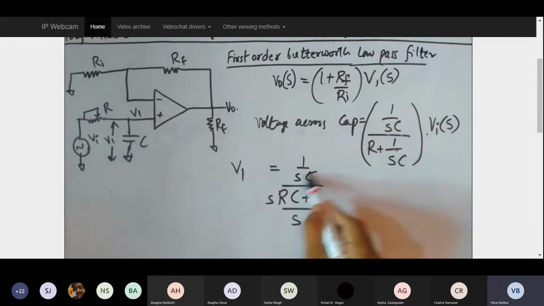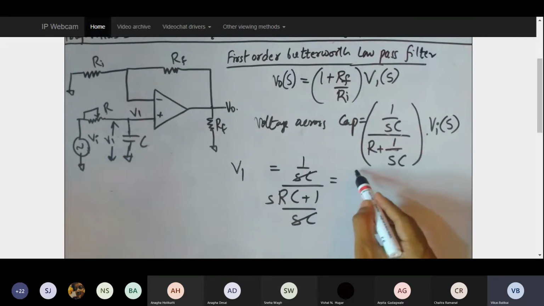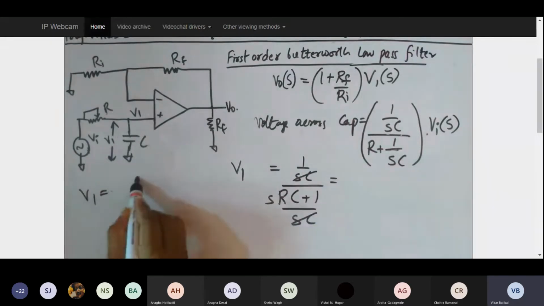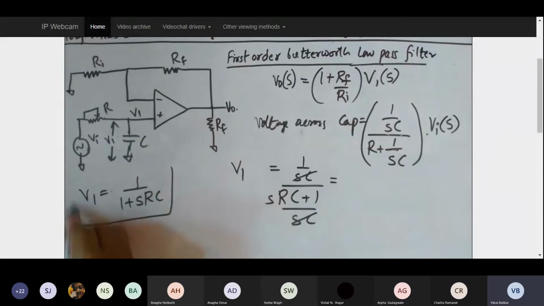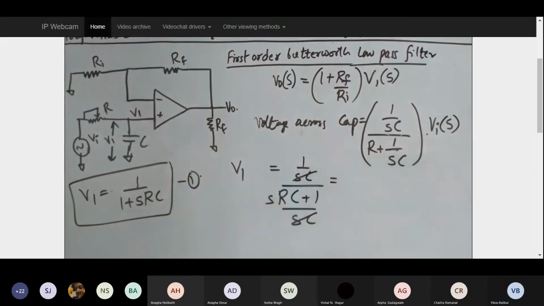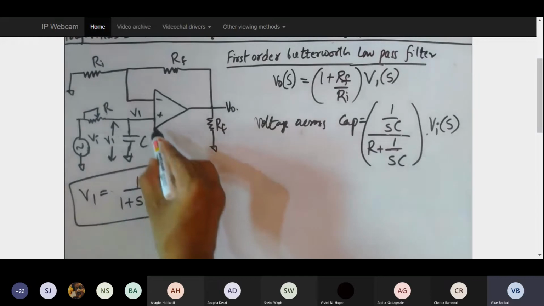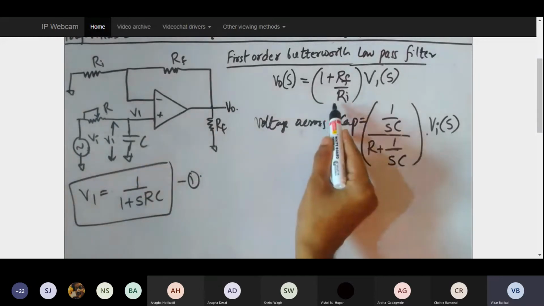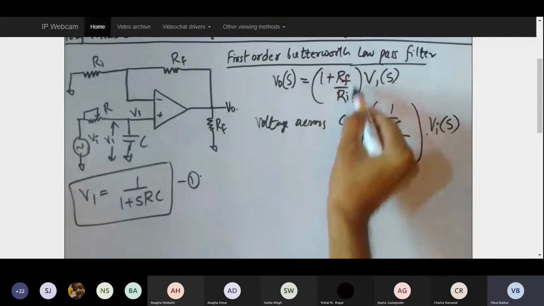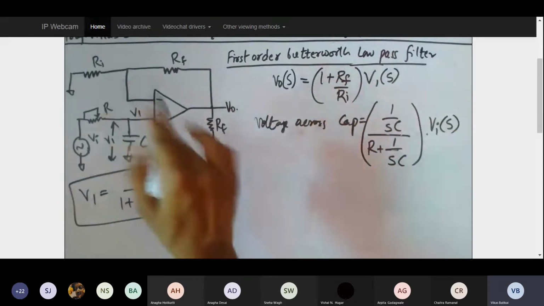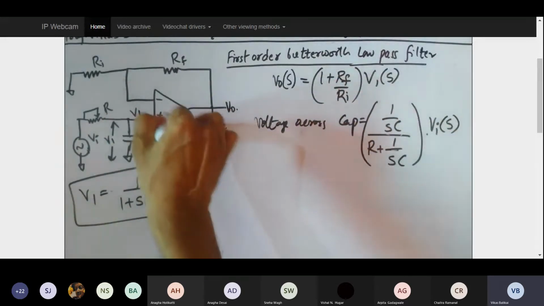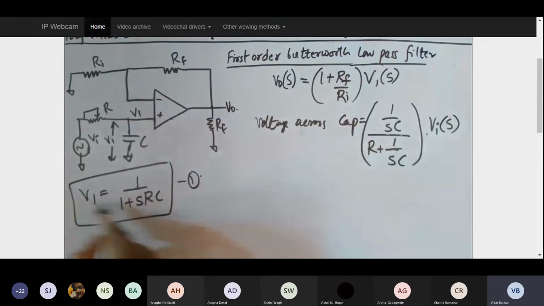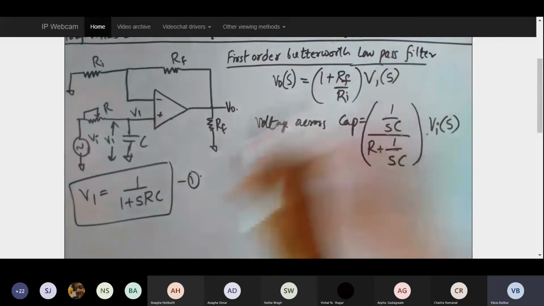So SC cancels out, and what am I going to get? V1 is equal to 1 divided by 1 plus SRC. Let me call this equation 1. Now what will be the output voltage equation? The output voltage is given by the gain of the non-inverting amplifier multiplied by the input voltage for this op amp. For this op amp, what is the input voltage? V1, and you know the equation for V1. We call this equation 2.